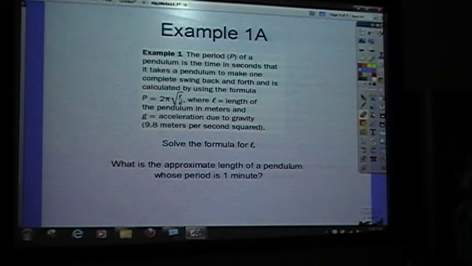Okay, example 1 is talking about a pendulum. Do you guys know what a pendulum is? Like on the grandfather clock. This is a really bad picture. The tick-tock thing. Tick-tock, tick-tock. That's a pendulum. Okay, the period P of a pendulum is the time in seconds that it takes a pendulum to make one complete swing back and forth. So from this point back to that point, the exact same point. That's a period.